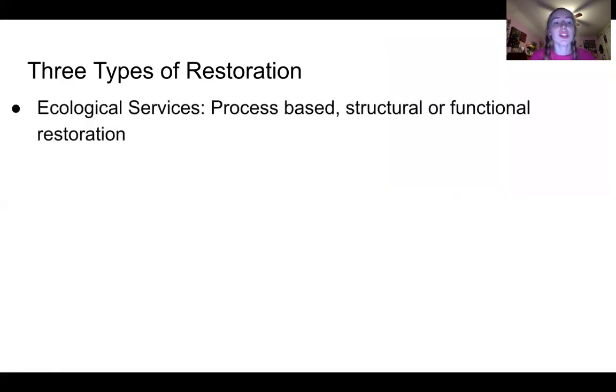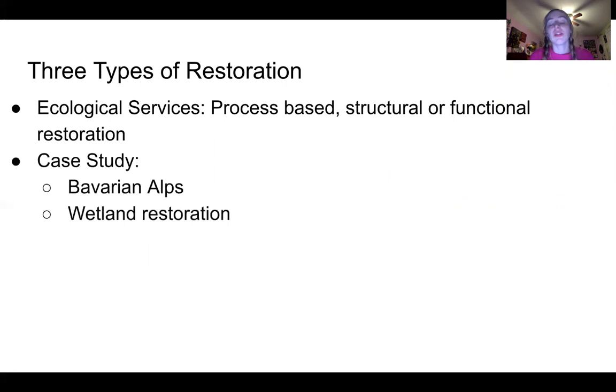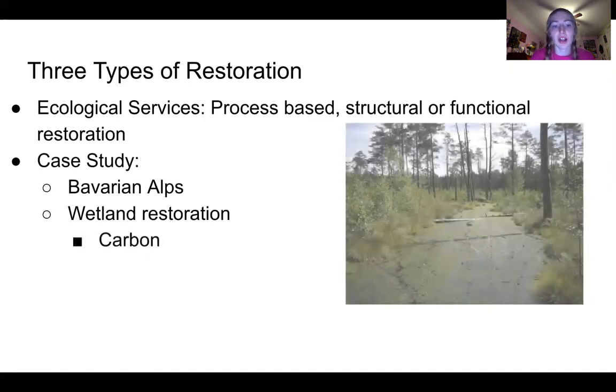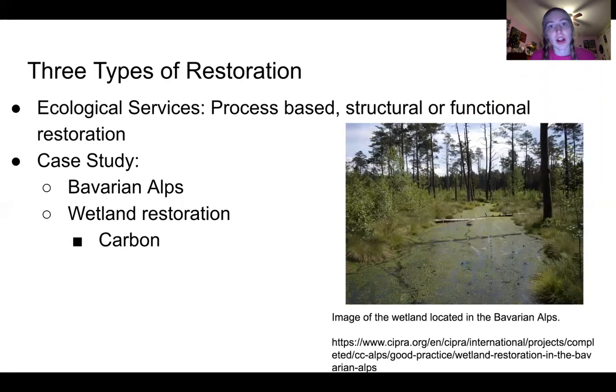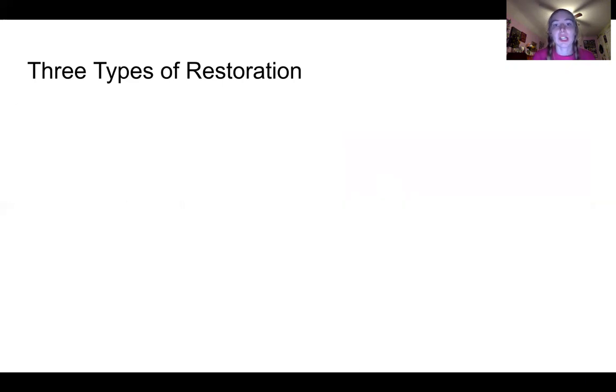Another type of restoration is ecological services, which is process-based, structural, or functional restoration. It could also be doing something with chemicals, like releasing chemicals that are trapped in an ecosystem. So based off that, I did the case study of the Bavarian Alps, and they redid the wetland there because it has peat soil and it was holding in the carbon dioxide, which could not escape into the atmosphere. So they went in and helped drain the peat, which allowed for the carbon to be released. Here's an image of a wetland located in the Bavarian Alps that they worked on.